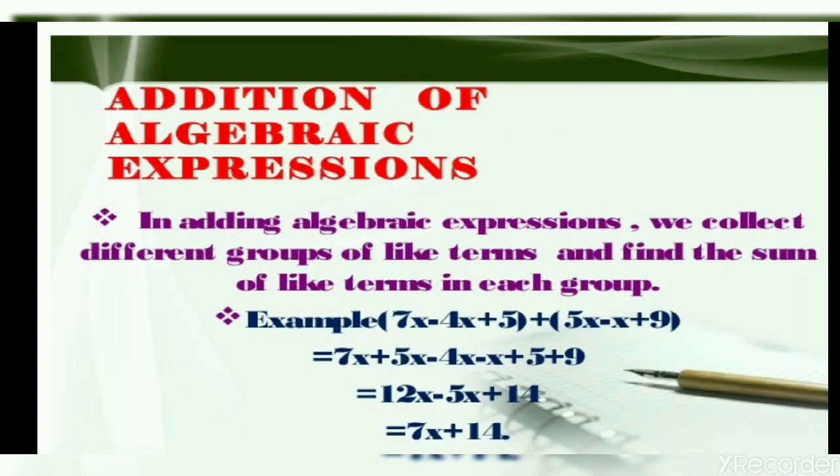Now, addition of algebraic expressions. In adding algebraic expressions, we collect different groups of like terms and find the sum of like terms in each group. For example, here the first expression is 7x minus 4x plus 5 and the second expression is 5x minus x plus 9. So the addition of these two expressions will be like this. We will rearrange like terms together, then 7x plus 5x minus 4x minus x plus 5 plus 9. So the addition of these two expressions will be 8x plus 14.